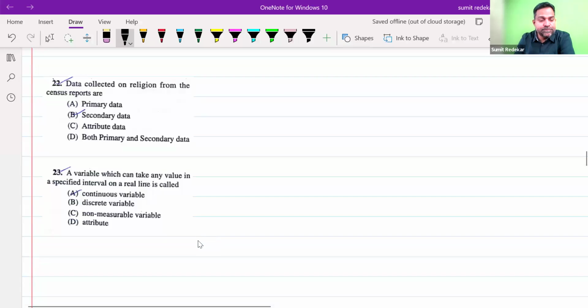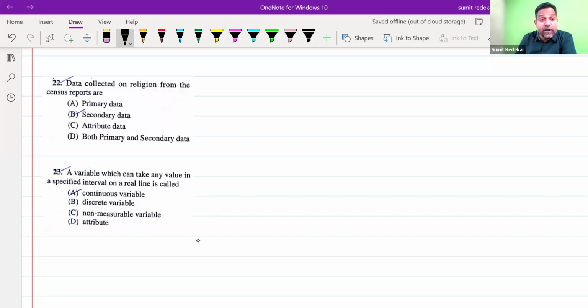Question number 22. Data collected on religion from a census report. From a census report. Not for a census report. You are not collecting the data for the report. You are collecting the data from the report. And because you are collecting data from the report, it will become a secondary data value.